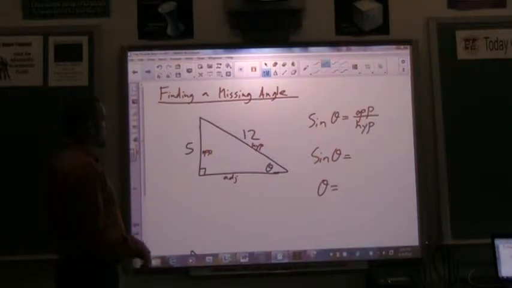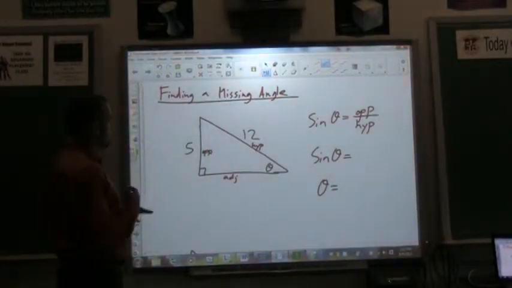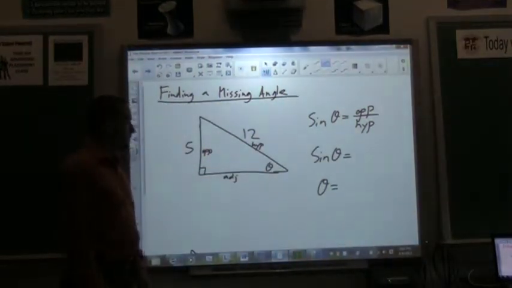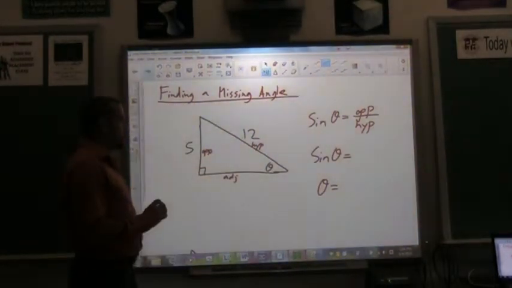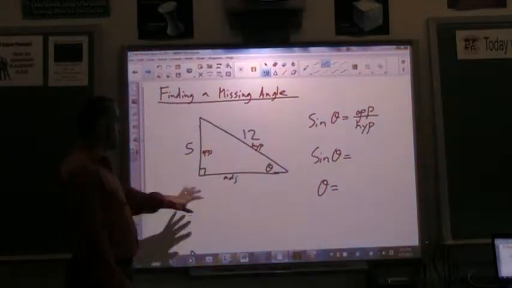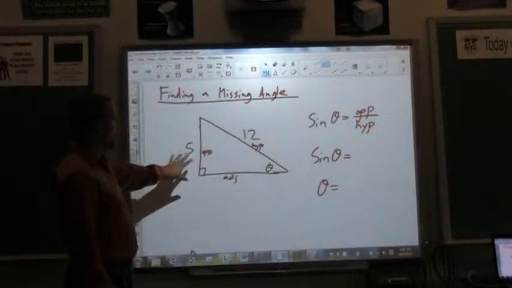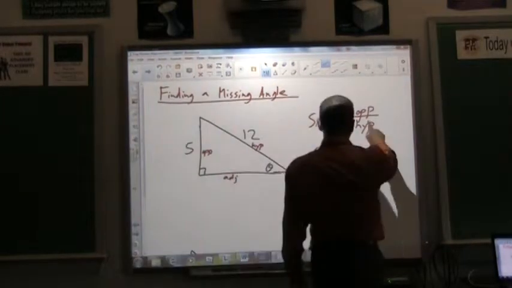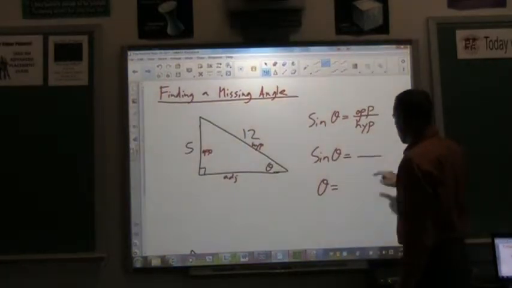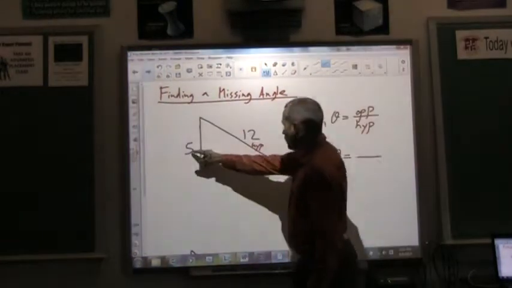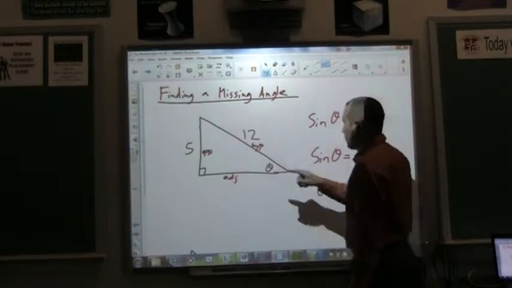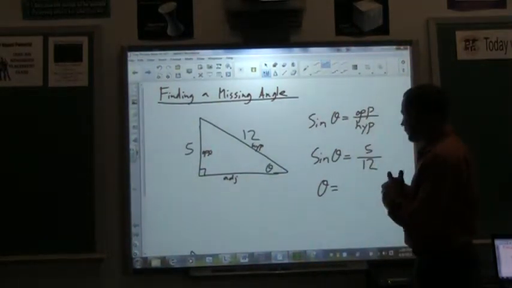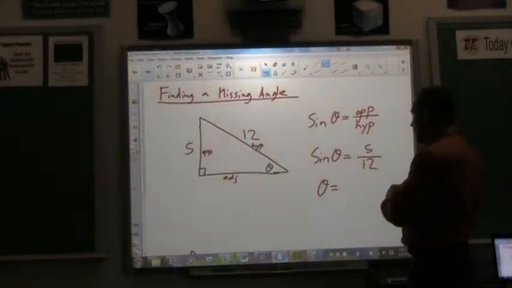All right, so next one. Now let's say I've got this triangle. I want to find the actual angle theta. So how do we do that? First, we're actually going to take the information we're given and figure out what the ratio for this triangle is for sine. So sine is opposite over hypotenuse. So in our case, the opposite length is 5. My hypotenuse length is 12. Now, that's my ratio of opposite to hypotenuse.